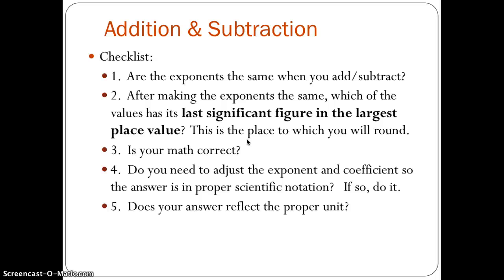After they're the same, and you've added or subtracted, before you correct your coefficient, look to see what happens with your significant figures and which place you round to. Double check your math, of course. Always do this. And then when you're looking at your final answer, then you can go ahead and adjust that exponent and coefficient. Show the proper significant figures and also show the proper unit.